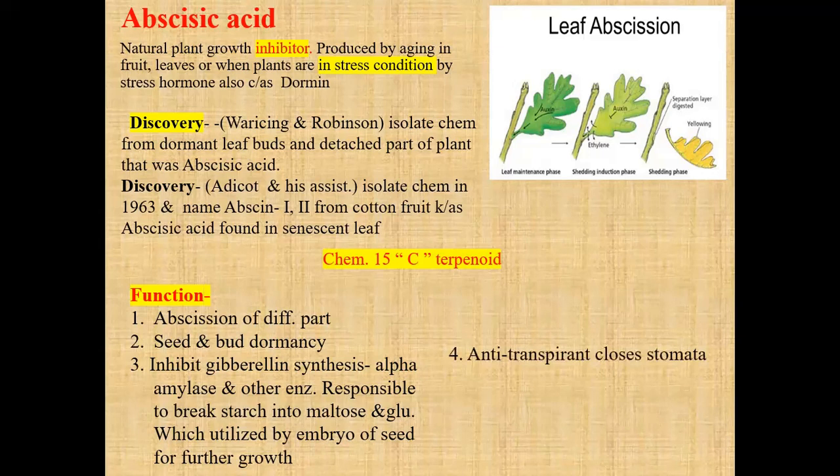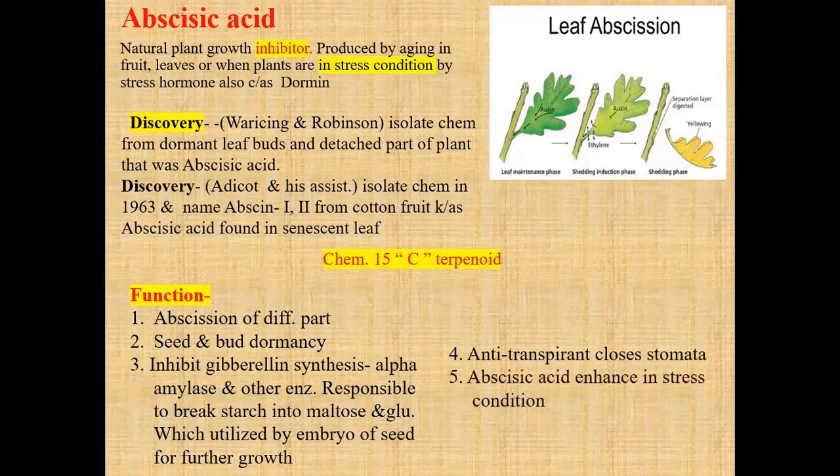The next function is anti-transpirant. It closes the stomata. Mostly in drought situations, when the moisture or water content in the environment is low, abscisic acid controls different processes so that the water content in the plant is maintained. It carries a chemical message to the leaves, informing them to close the stomata, so that water is not lost into the environment.